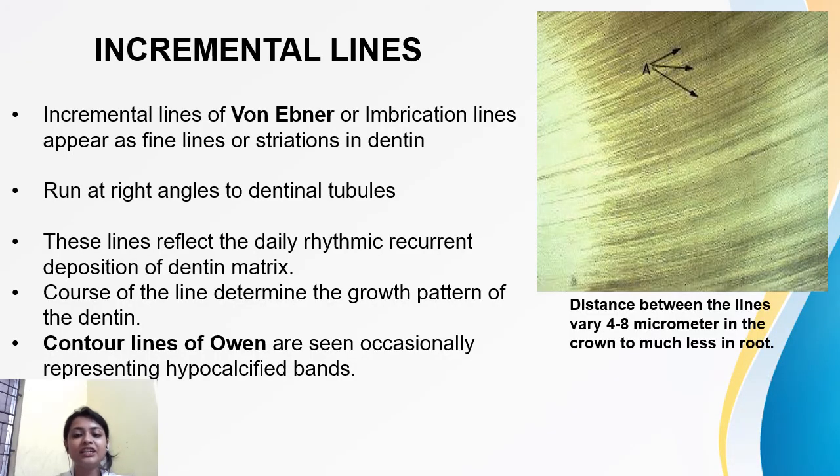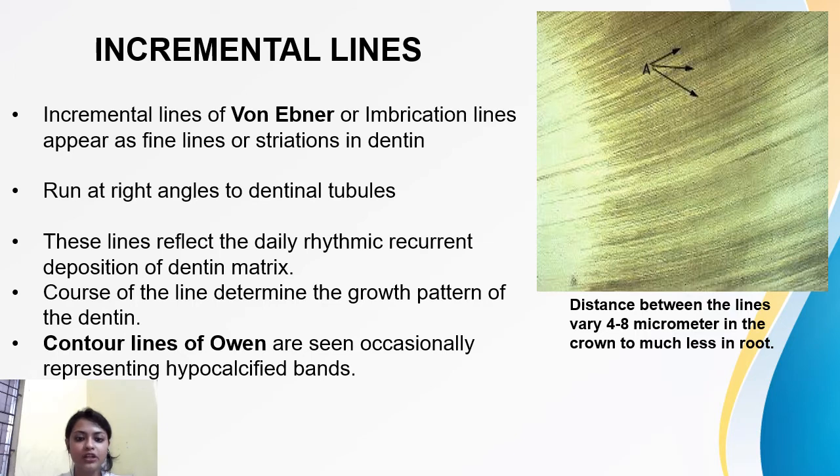Now coming to the incremental lines. Incremental lines of von Ebner or imbrication lines appear as fine lines or striations in dentin. They run at right angles to the dentinal tubules. These lines reflect the daily rhythmic recurrent deposition of dentin matrix. Rhythmic recurrent deposition only is the incremental lines. The course of the line determines the growth pattern of the dentin.